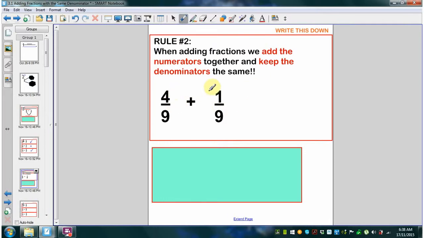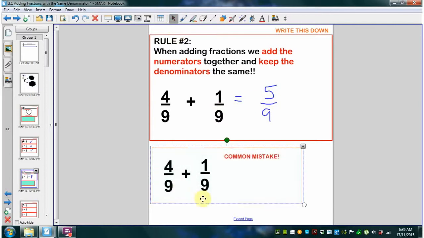Okay, so add the numerators, add the top, and keep the denominators. So the way we do that, this equals, we just look at the top numbers first. 4 plus 1 is 5. Okay, and we keep the denominator. This is why we have the same denominator. So we just have the 9 on the bottom, so we just bring over our 9. And that's it. So add the tops, or the numerators, and you just bring the denominator over.